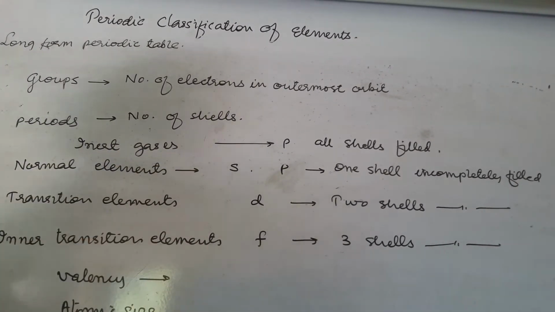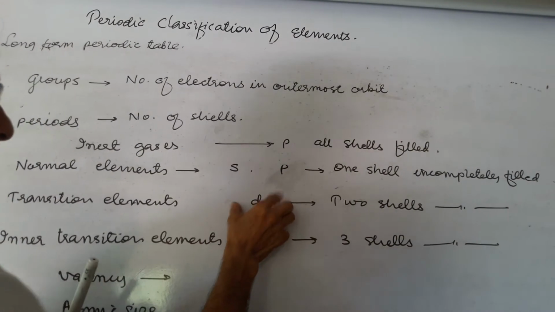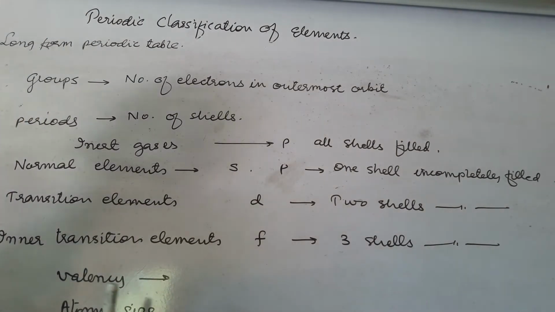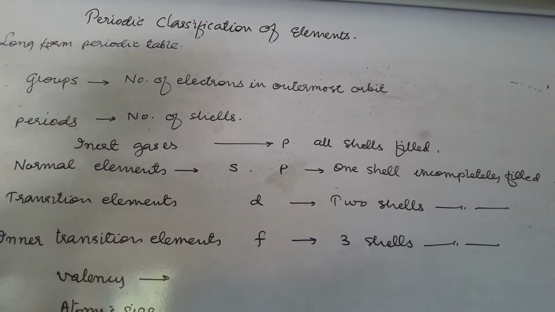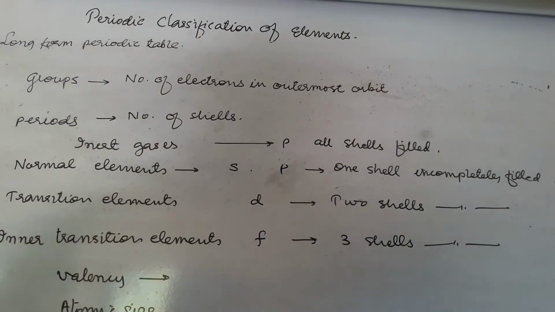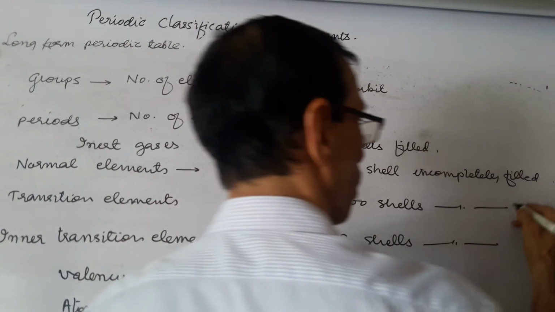Then transition elements, we will find that transition elements lie between S group and P group. Between S and P, the D block lies. They are called transition elements because they have 2 shells incompletely filled. In all the transition elements, the outermost 2 shells are incompletely filled, and that's why they are called transition elements, and they are all metals. Take note of this.